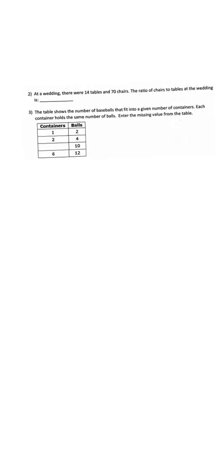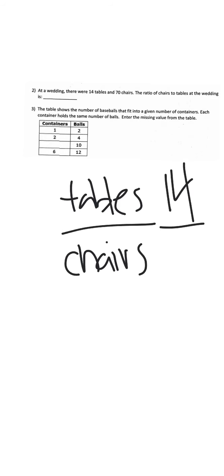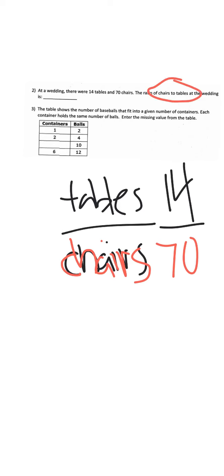All right, next one we're going to do is number 2. And it says, at a wedding, there are 14 tables and 70 chairs. So if I write that out, it says tables and chairs, right? So it says there's 14 tables, and 70 chairs. So now it says the ratio of chairs to tables at the wedding is.